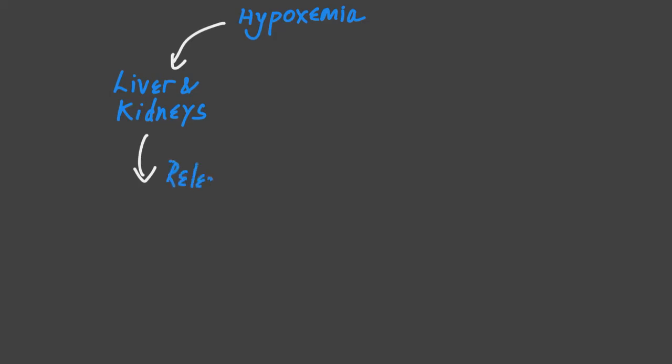How is the rate of erythropoiesis regulated? Or how does the body know when to make red blood cells? The body knows when there is hypoxemia. When you run out of oxygen, the levels of oxygen in blood go down, and this is sensed by the liver and the kidneys. They are activated to produce a hormone called EPO or erythropoietin. This is the protein that increases the rate of erythropoiesis.